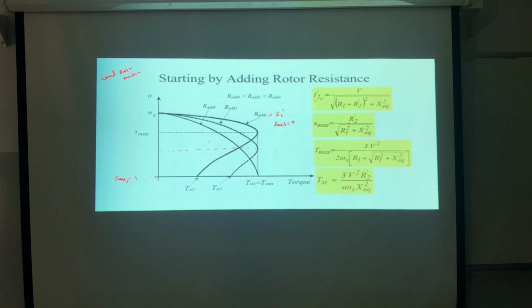Now the same thing if I'm assuming the following torque speed characteristic. In this case, I can control the speed. This is N1, this should be N2, and this should be N3. Good. Again, T max has no relation with R2.